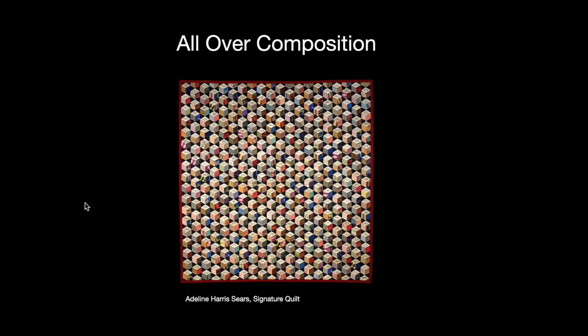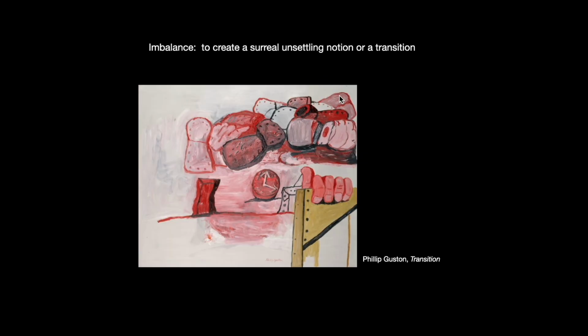Let's look at some alternative compositions as well. An all-over composition by Adeline Harris Sears. This is a quilt. It doesn't necessarily fit into any of the compositions, although it probably would be symmetrical, but it's just a repeating form over and over again. Imbalance is to create a surreal or unsettling notion or a transition. So in this imbalance, as opposed to being asymmetrical, it's just imbalanced. There's not a balance to it. It's purposefully breaking the rules.